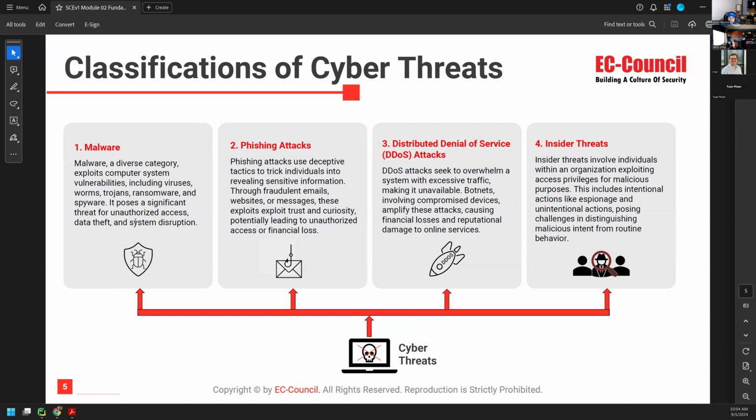And then last but not least, which honestly is probably the biggest one lately, is the insider threats. Those are individuals within the organization exploiting access privileges for malicious purposes. At the same time, this can be accidental. It mentions espionage here, but really unintentional actions, so they pose challenges in distinguishing malicious intent.